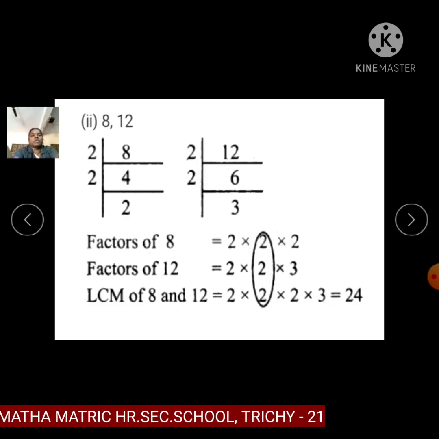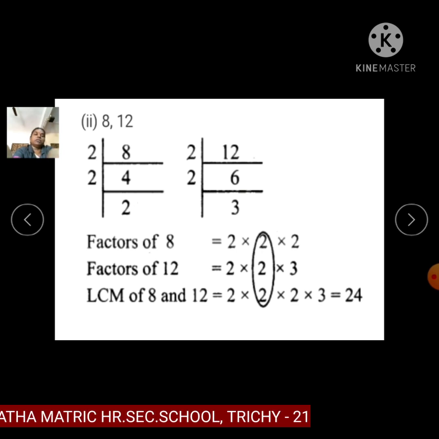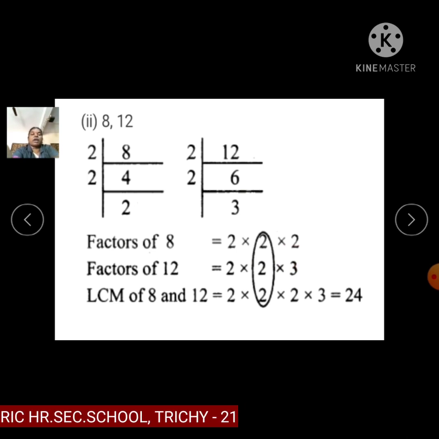Subdivision 2. The given numbers are 8 and 12. We find the factors of 8 and 12 by division method. Factors of 8 equal to 2 into 2 into 2. Factors of 12 equal to 2 into 2 into 3.